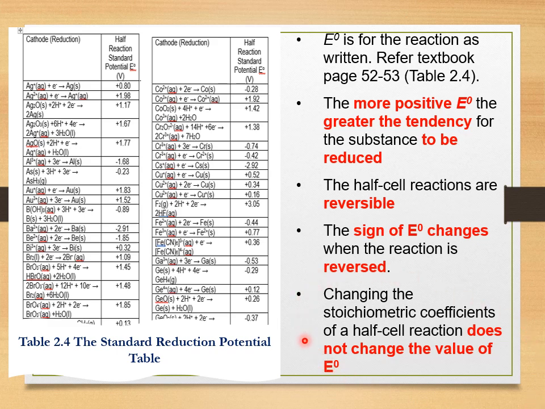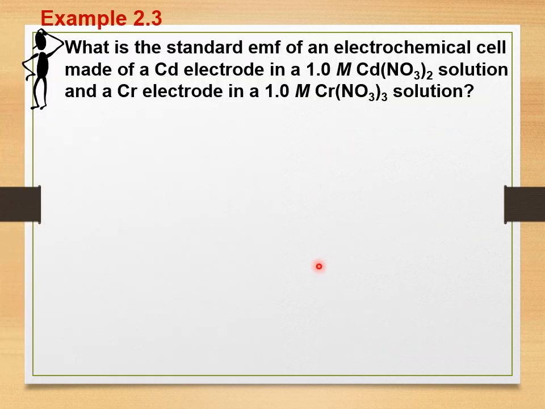You remember when we do the Hess law calculation, if we reverse the equation, the sign of delta H is changed from positive to negative or from negative to positive. But for E0, it is also the same. We change the sign if the equation is reversed. The difference is between delta H and E0. When we multiply by 2 for the reaction, we do it also for the delta H. But for E0, we will not multiply by 2. Now you'll see it later when we do example.